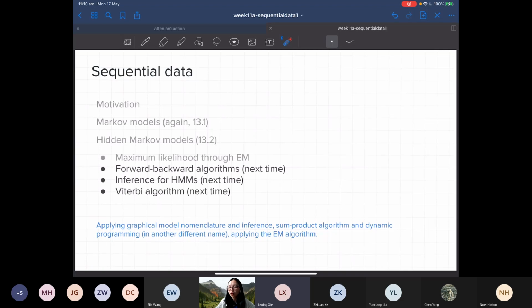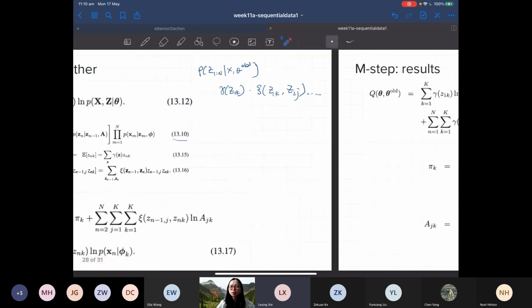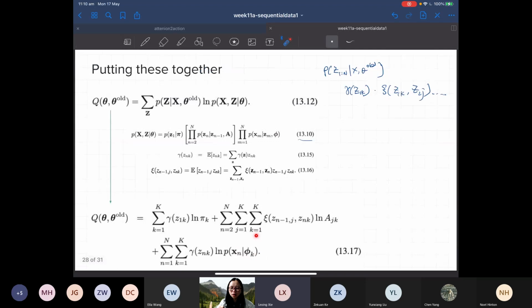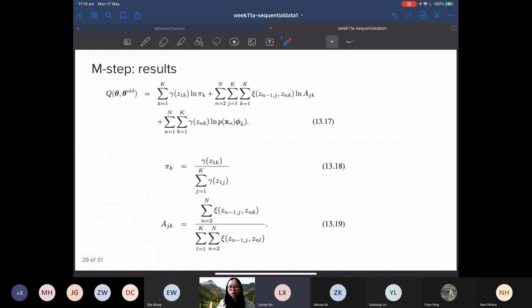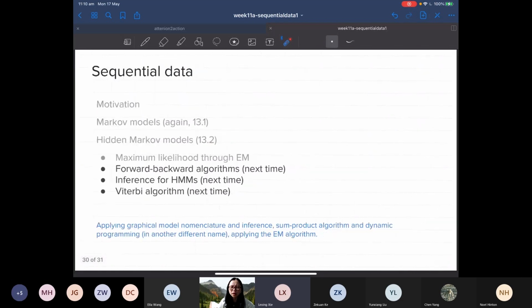You can derive similar expressions for phi. If the book has the expression written out when p of xn given phi k is a Gaussian distribution, it should look similar, and it's an intuitive check on whether you're getting sensible estimates.